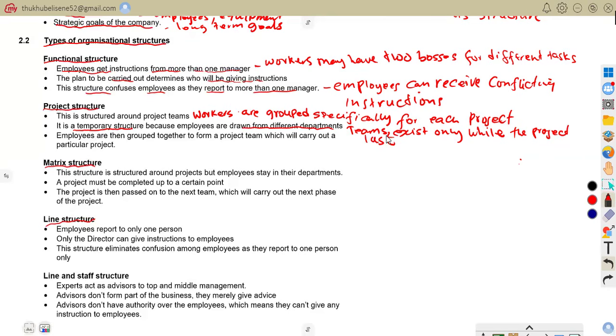For example, after finishing the school, the team separates. That is where it's a temporary structure. Employees are then grouped together to form a project team which will carry out a particular project. So, meaning to say, they work together until the project is done.